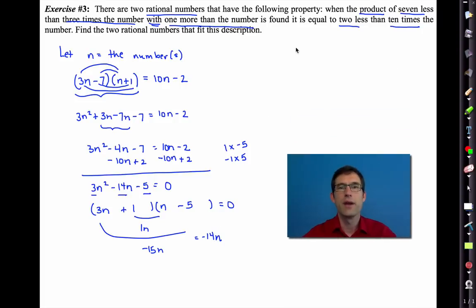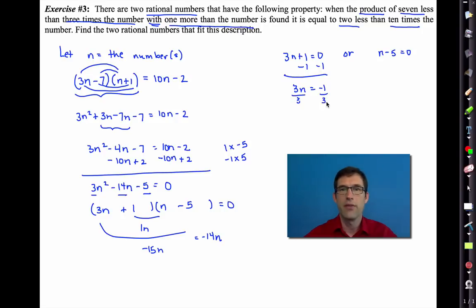Okay, I'm going to move it up here. I'll have 3n plus 1 is equal to 0, or n minus 5 is equal to 0. Subtract 1, 3n is negative 1, divide by 3, and n is negative 1/3. Here we add 5 to both sides, and we get, I'm going to write it down on the same level, n equals 5.